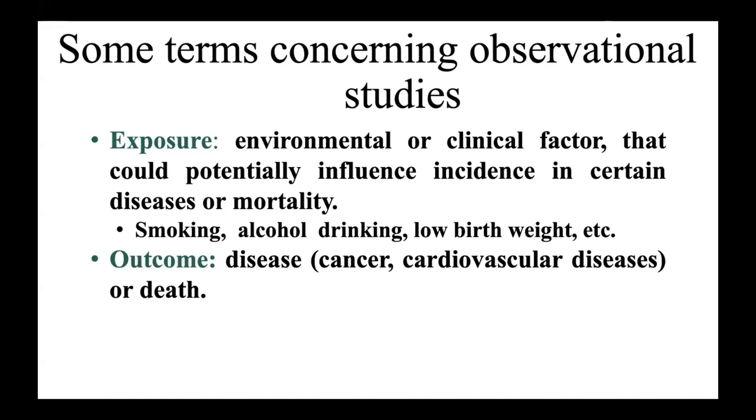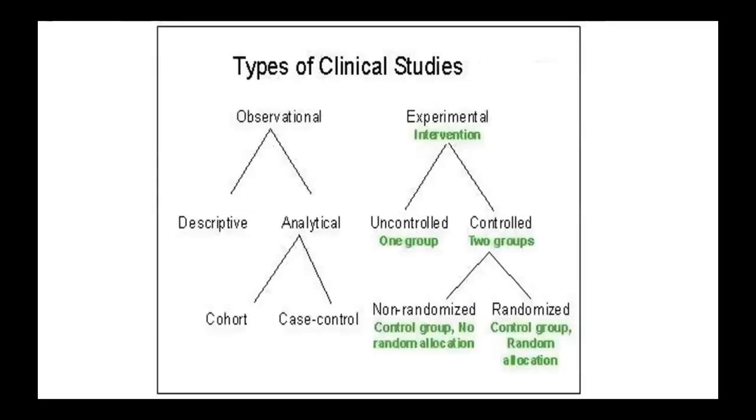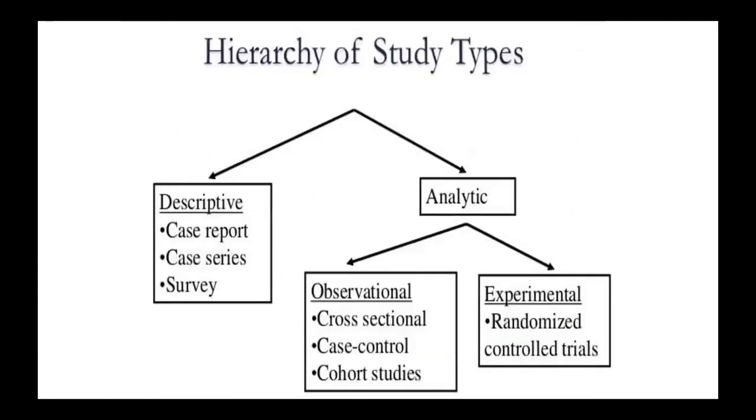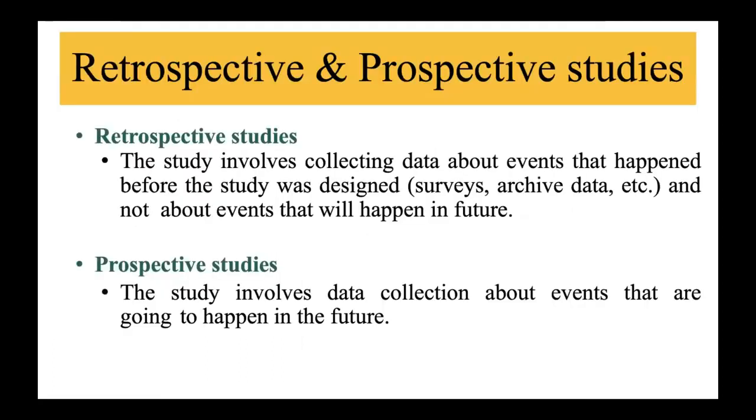So these two terminologies are very important: what is the exposure and what is the outcome. These are the two important fundamental things to understand before starting your research. There are so many other classifications of studies: observational, descriptive, analytical, cohort. These are different types of controlled and uncontrolled studies. The hierarchy is the same, observational. So there is certain other terminology that we use.